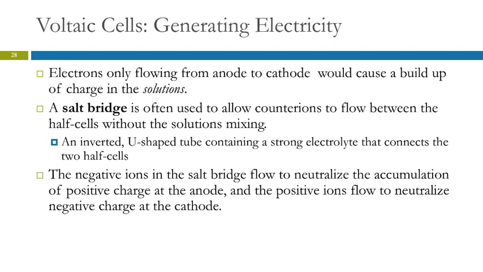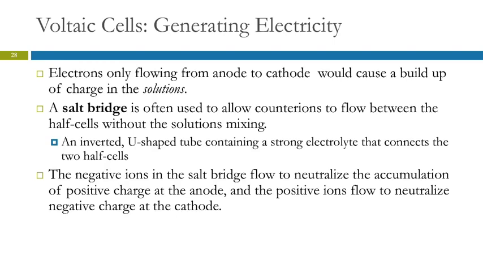So this is where we get to why we need that salt bridge. If we only had electrons flowing from the anode to the cathode, we get a buildup of charge. And that's going to cause the reaction to slow down and stop. So we use a salt bridge. That allows the counterions to flow between the half cells without allowing the solutions to mix. Because if we let the solutions mix, then the electrons aren't going to go through the wire anymore.